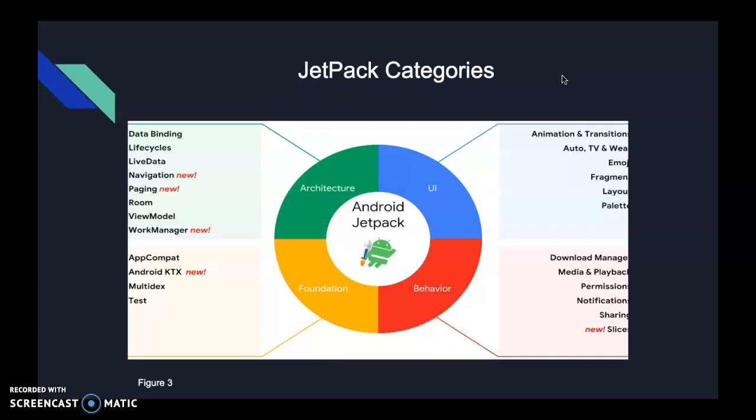In this diagram, we can see the Android Jetpack categories, which are architecture, UI components, foundations components, and the behavior components. The architecture components is the Android Jetpack category that I will be focused on.